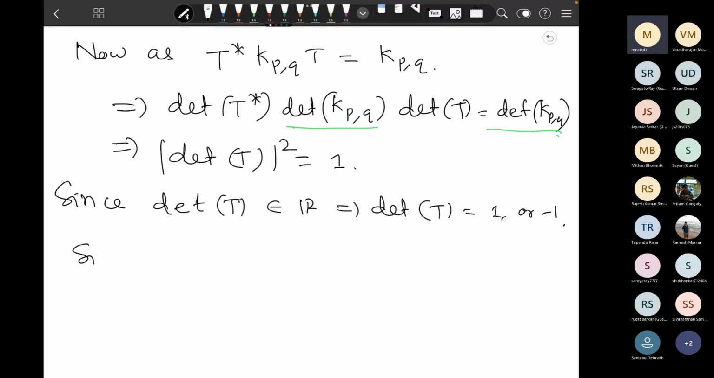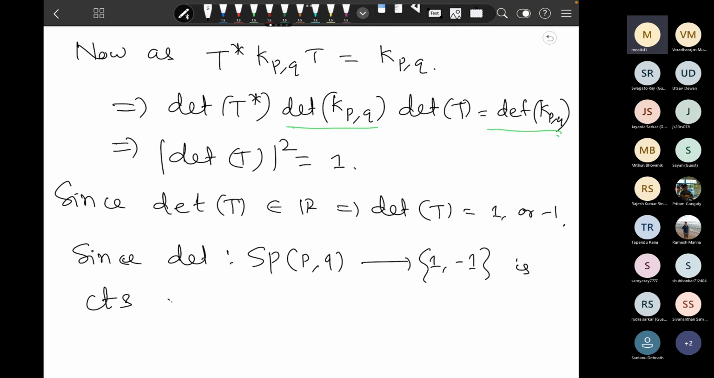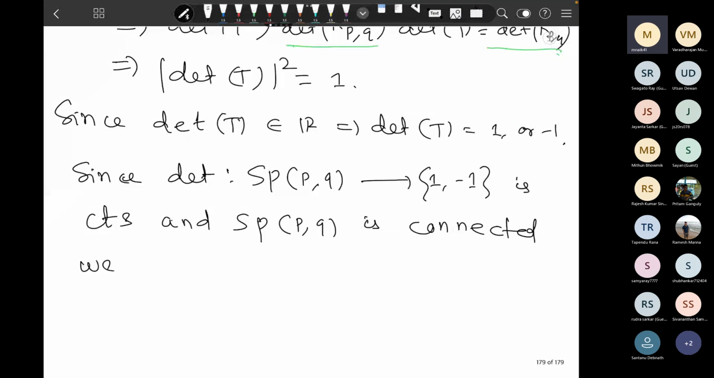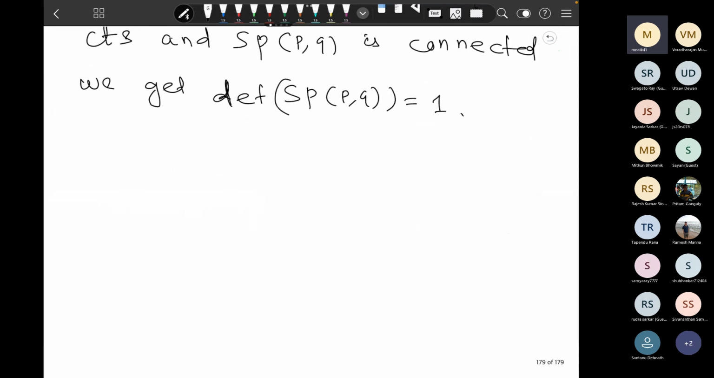Now you apply the same argument: since determinant from SP(p,q) to {1, minus 1} is continuous, and SP(p,q) is connected, we get determinant of SP(p,q) is 1. So this is actually I left this in detail. So now I have really completed everything.